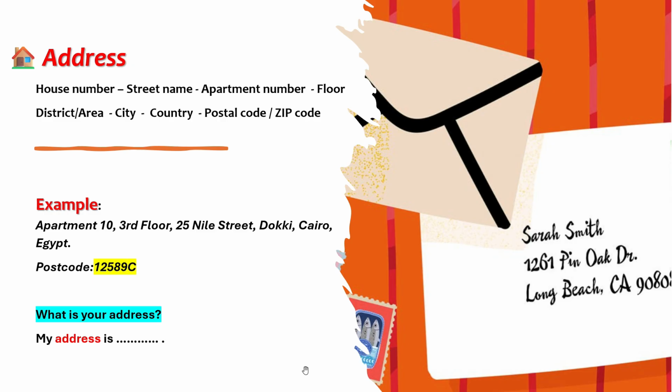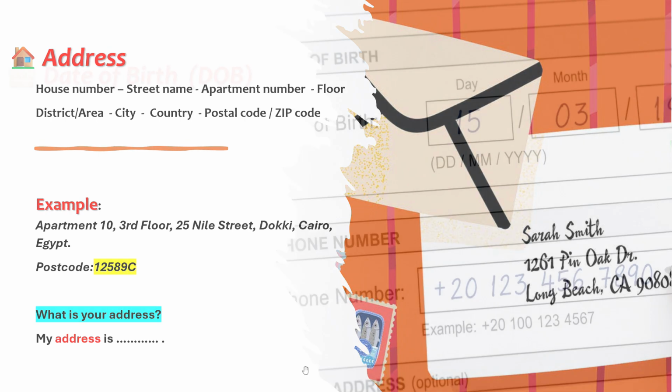Apartment 10 is the apartment number. Third floor is the floor you live in. 25 is the house number. Nile Street is the name of the street. Doki is the district or area. Cairo is the city. Egypt is the country. And this is an example of postcode, 12589C. If you want to ask someone about his address, you say, what is your address? And the answer would be, my address is.